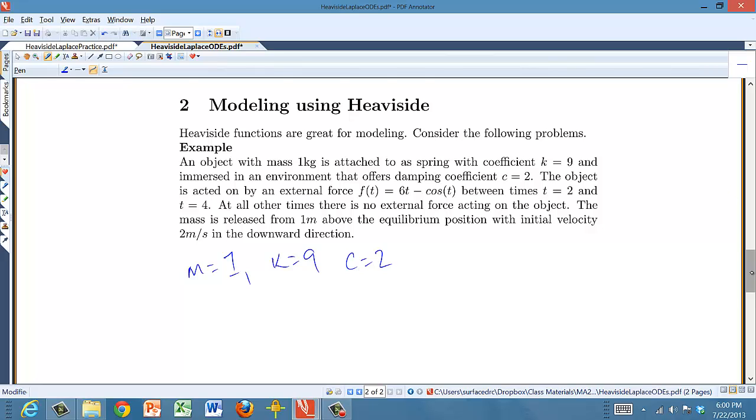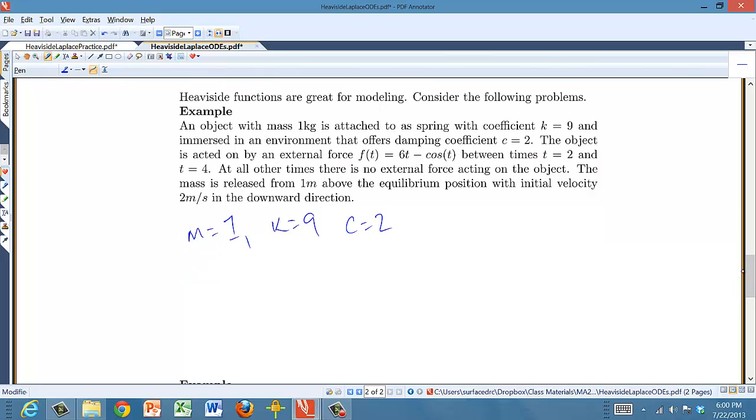Okay, so you're going to write down an ODE that governs this system. Of course, it'll be m y double prime plus c y prime, so that'll be 2y prime, plus 9y equals the impressed force, right? So the external force here is 6t minus cosine t between times 2 and 6, and at all other times there's no external force acting on the object. So what's our external force going to look like? So let's just draw a little plot.